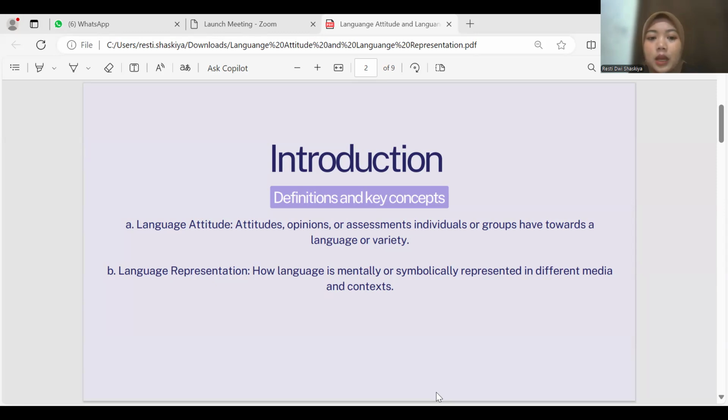learn. While language representation is about how a language is shown or thought about in different situations. For example, a language can be represented in a movie, book, or even social media, and how it sounds can affect how people feel about it. What is important about the topic is that understanding language attitude and representation is important because they can shape how people use language and interact with others. Okay, move to the next slide.